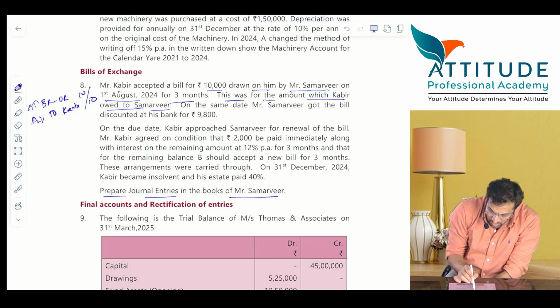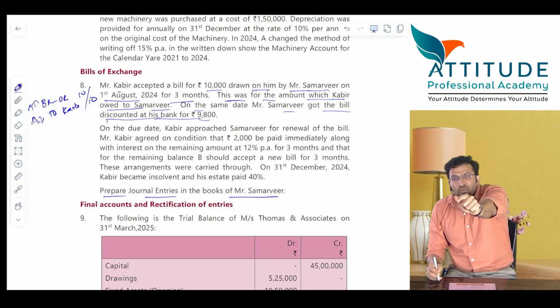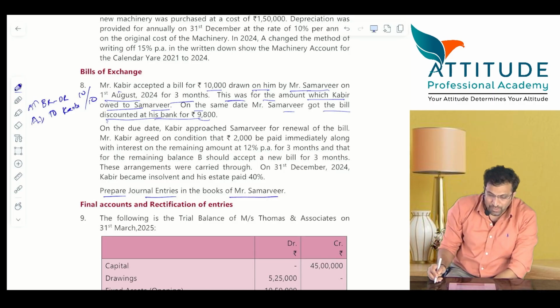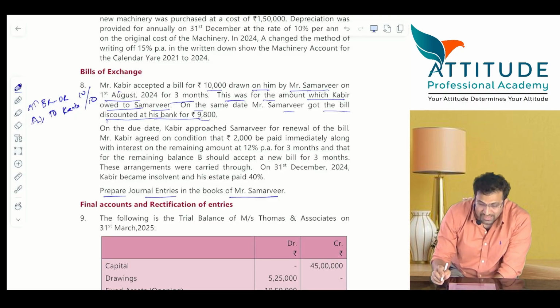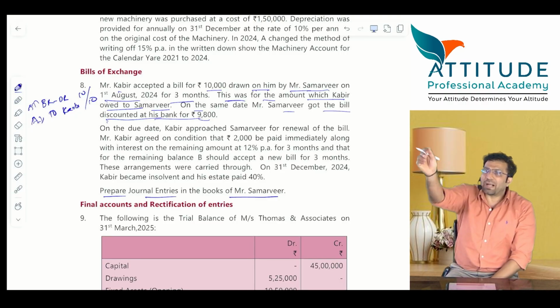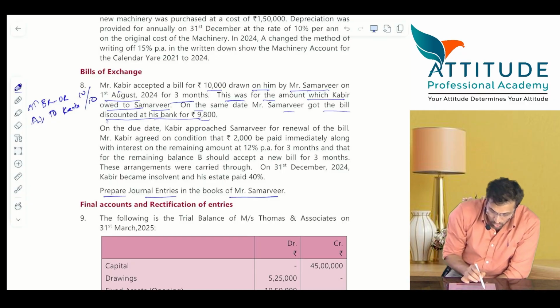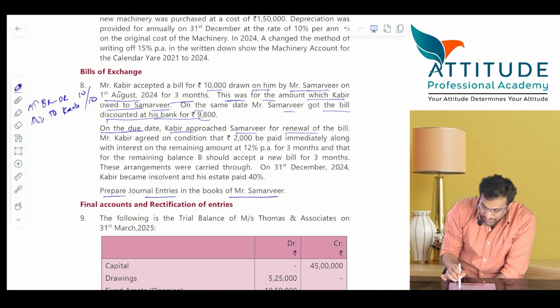Next, on the same date Samaravir got the bill discounted with the bank for 9,800. You are Samaravir. What are you doing? You are going to the bank, getting immediately the money. Tell me the entry. Bank account debit 9,800, discount account debit 200, to bills receivable 10,000. समझ में आया? तो आपका पैसा आ गया. Very good, great. Then on the due date Kabir approached Samaravir to renew the bill.